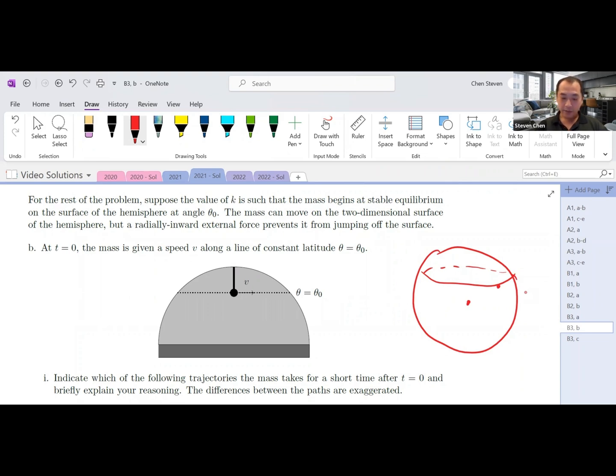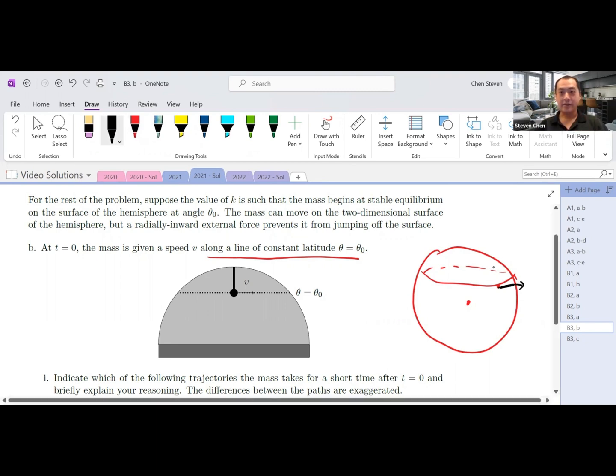Starting from here, it says that our initial velocity is along the line of constant latitude. So let's just think about this horizontal plane that corresponds to a given theta naught, right? So this is our initial velocity, in a tangential direction, okay? So basically, this is the correct diagram. This is a way to understand this. It's not 2-dimensional, but 3-dimensional.